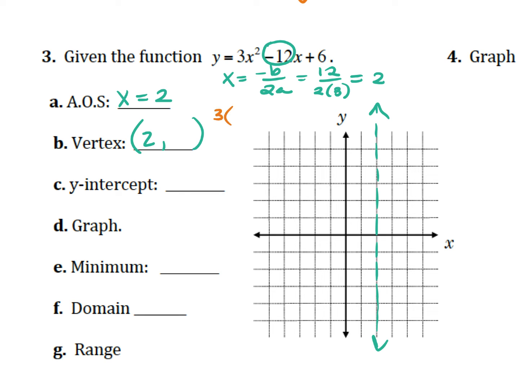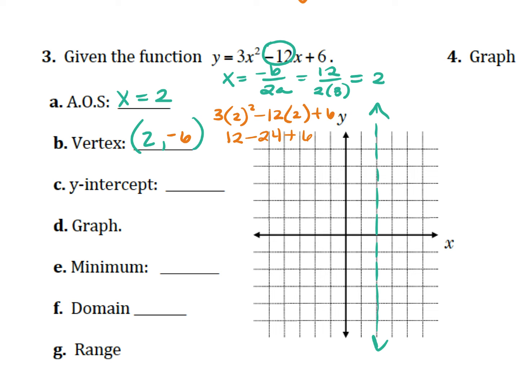Okay, and then we plug that 2 in to figure out what our y value is. So 3 times 2 squared minus 12 times 2 plus 6. So that's 4 times 3 is 12 minus 24 plus 6. So 12 minus 24. That's not 12 minus 30, right? Be careful with that. 12 minus 24, you just go left to right with plus and minus. So negative 12 plus 6 is a negative 6.